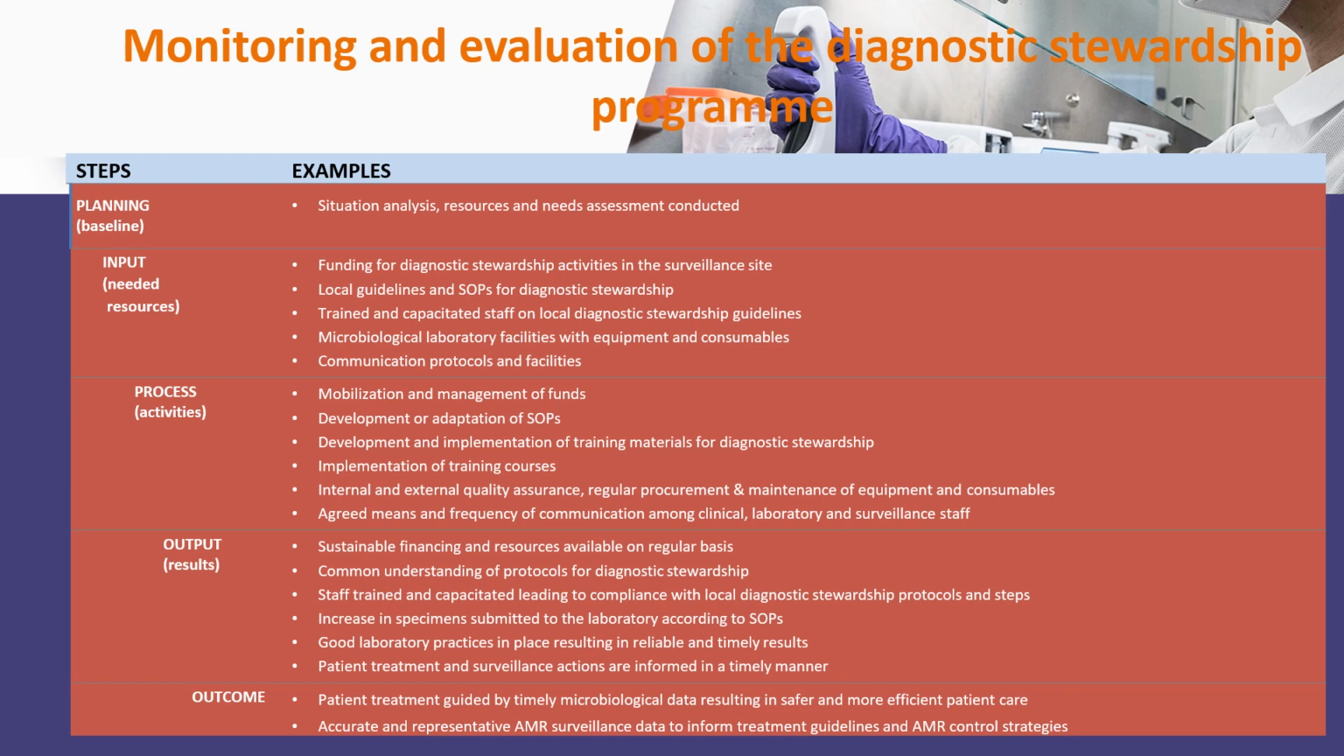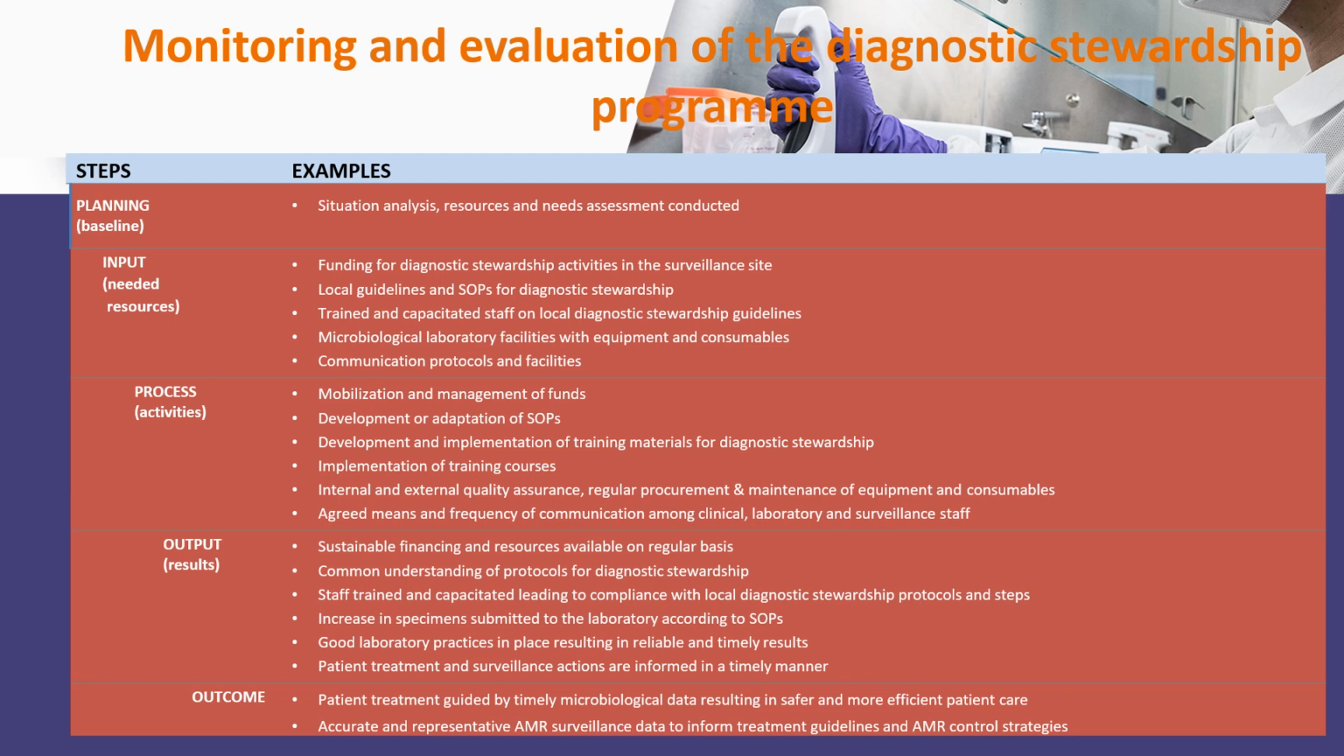So what are the processes or activities? It includes mobilization and management of funds, development of SOPs, protocols and guidelines, development and implementation of the training materials, implementation of training courses, internal and external quality assurance, regular procurement, and maintenance of the equipment and consumables. Then agreed means and frequency of communication among clinical, lab and surveillance staff. So that is about the processes.